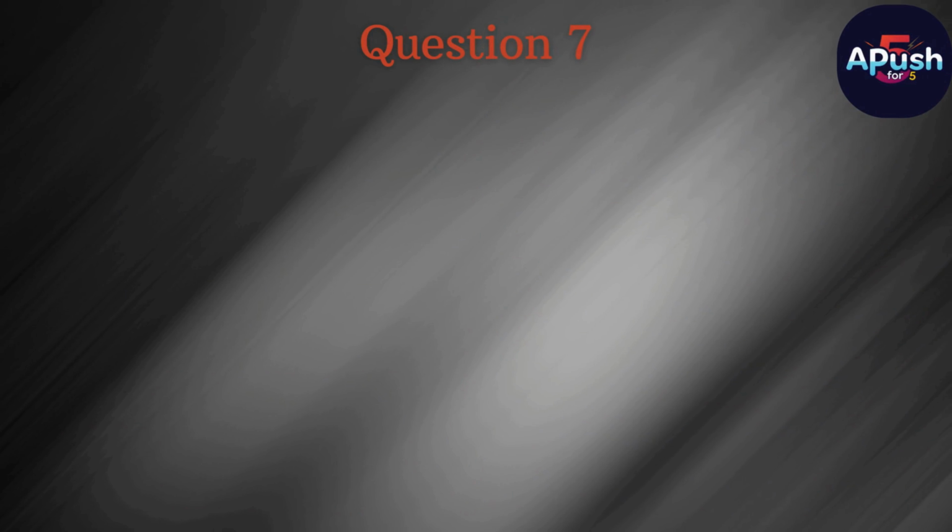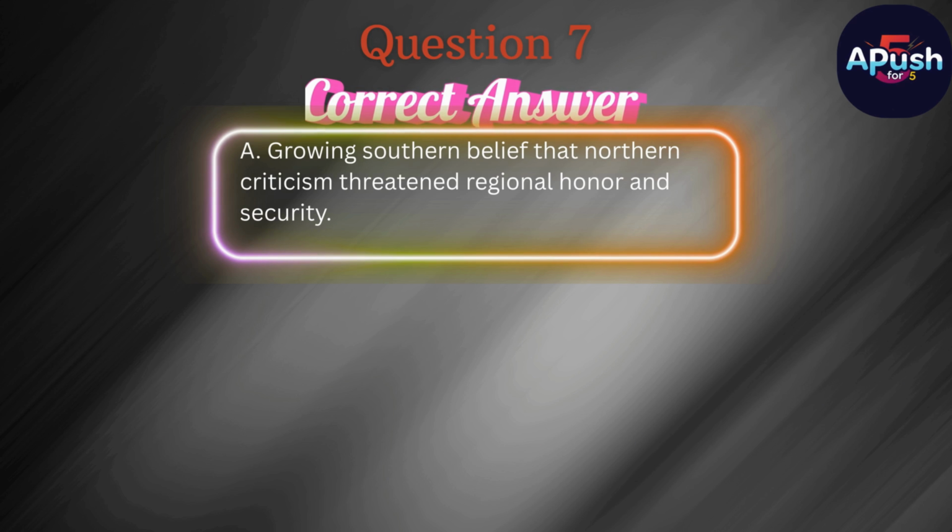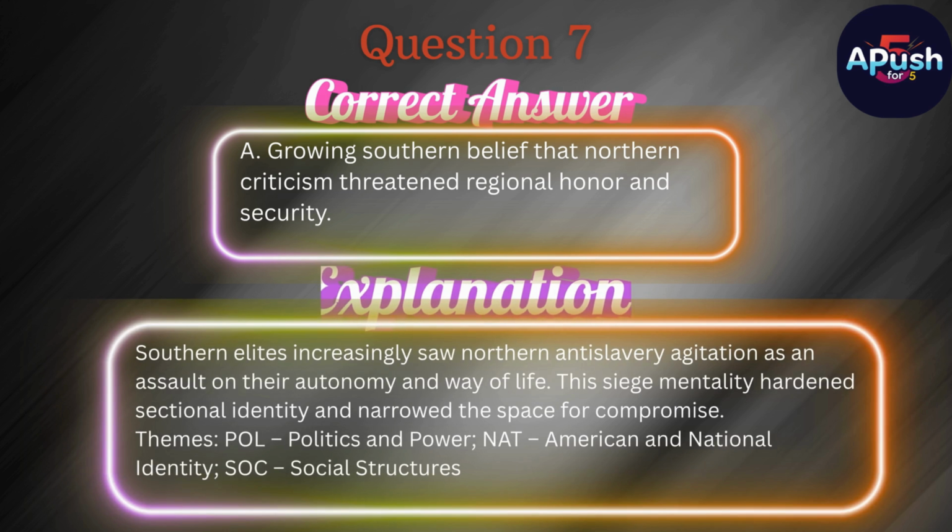The correct answer is A. Growing Southern belief that Northern criticism threatened regional honor and security. Southern elites increasingly saw Northern anti-slavery agitation as an assault on their autonomy and way of life. This siege mentality hardened sectional identity and narrowed the space for compromise.